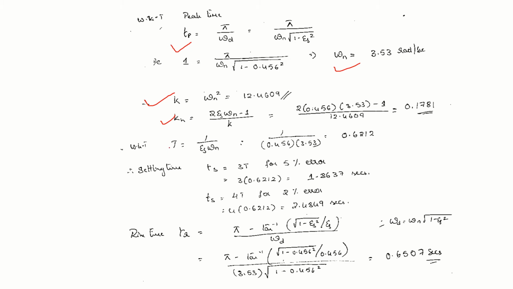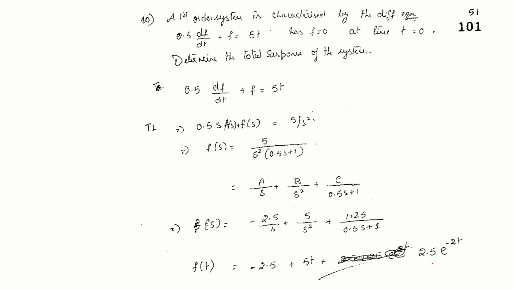Then if I substitute in this equation, I'll get the time constant. Then I can find settling time for 5% error criteria and settling time for 2% error criteria. And in this equation, if you substitute, you will get the rise time. You have to just calculate. That's all.